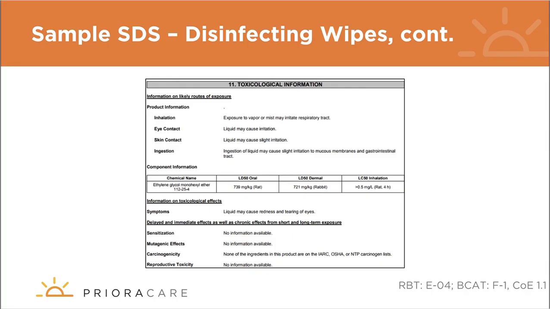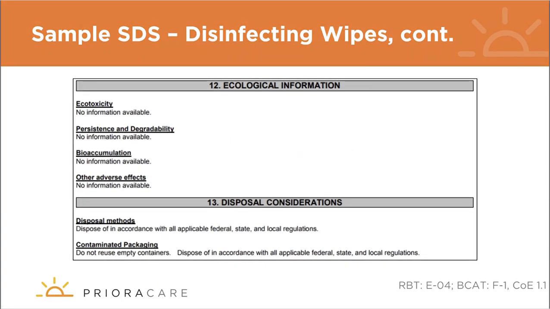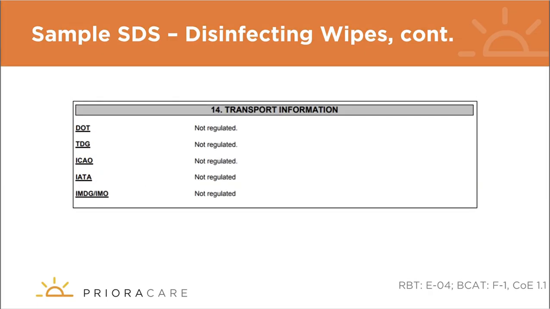Section 11 lists toxicological information, which explains that only irritation may occur to the respiratory tract, eyes, skin, or mucous membranes, and gastrointestinal tract. As for ecological information in Section 12, there is none available. Section 13 describes that disposal should be in accordance with applicable federal, state, and local regulations. Section 14 describes that transportation of these disinfecting wipes is not regulated.